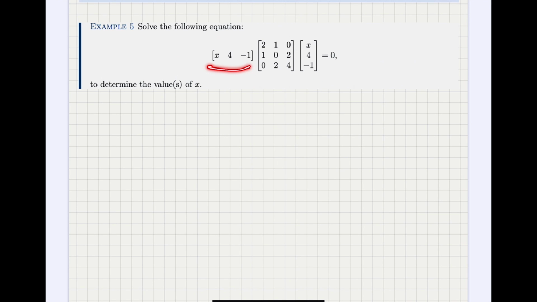And how many products are involved? 2 products, this one and this one. But you see, I have been a little bit careless, or am I allowed to do that? There is no pair of brackets. Am I allowed to write this product without any pair of brackets around them to prioritize which one is first? Yes or no?